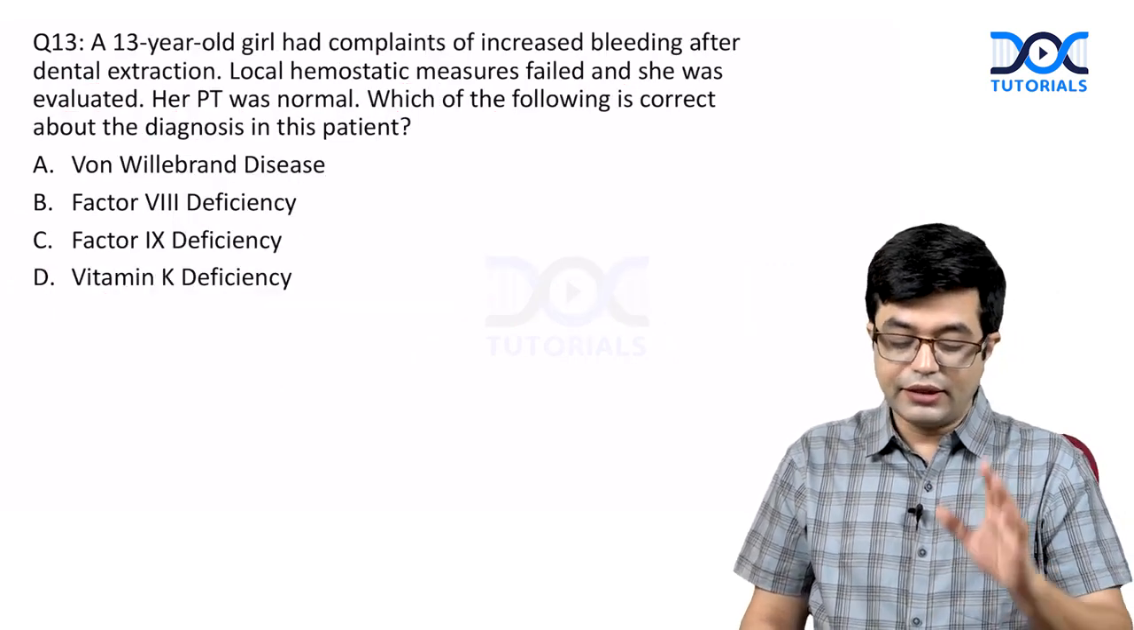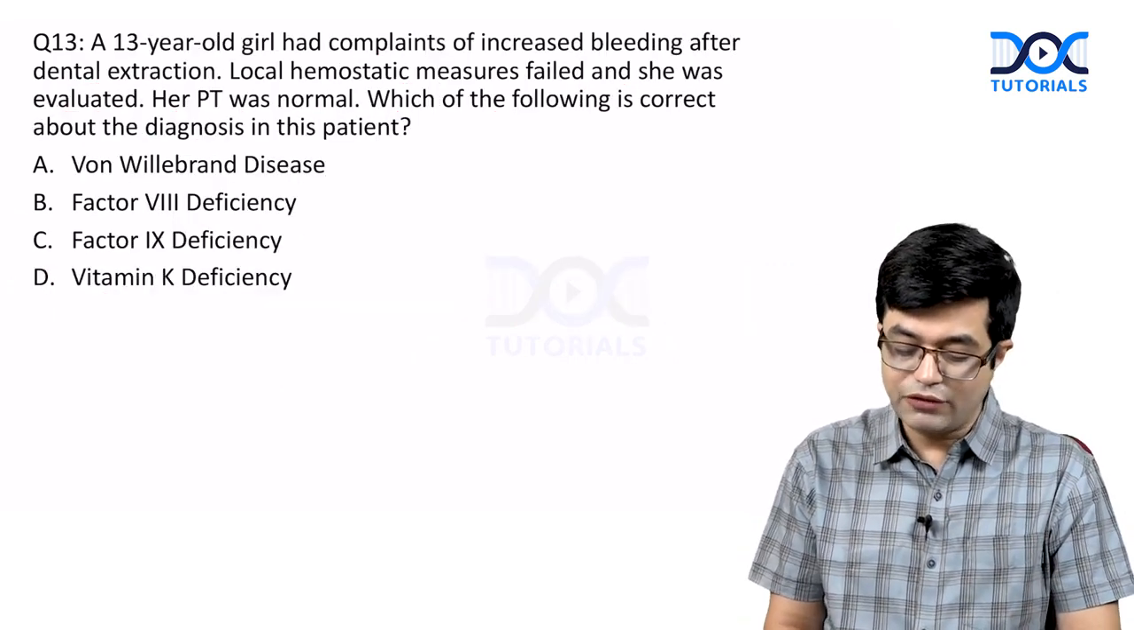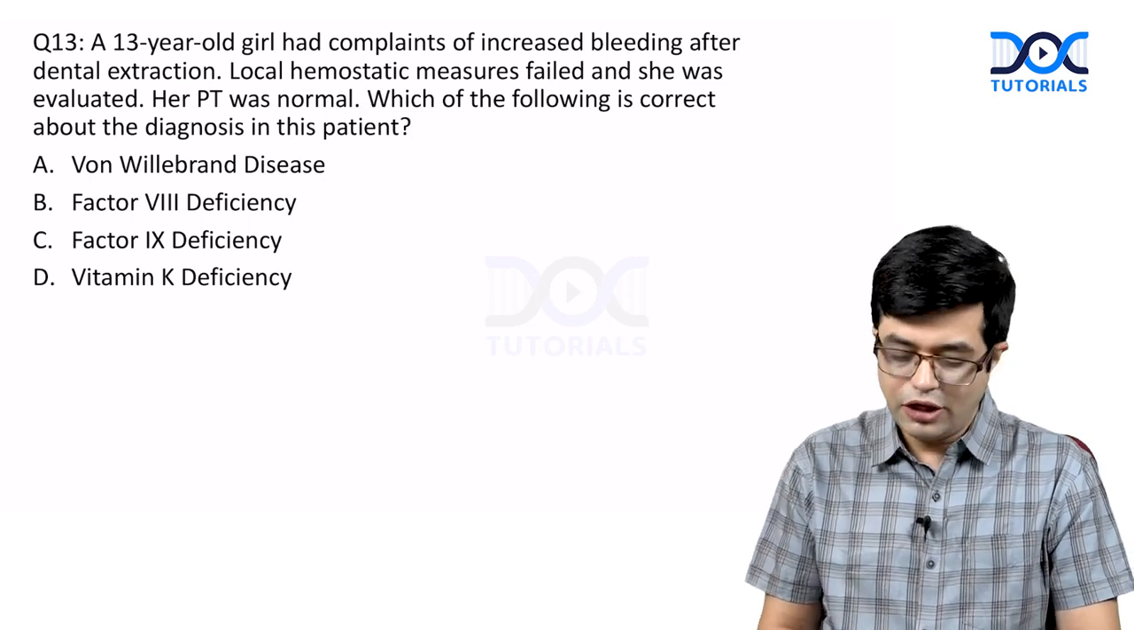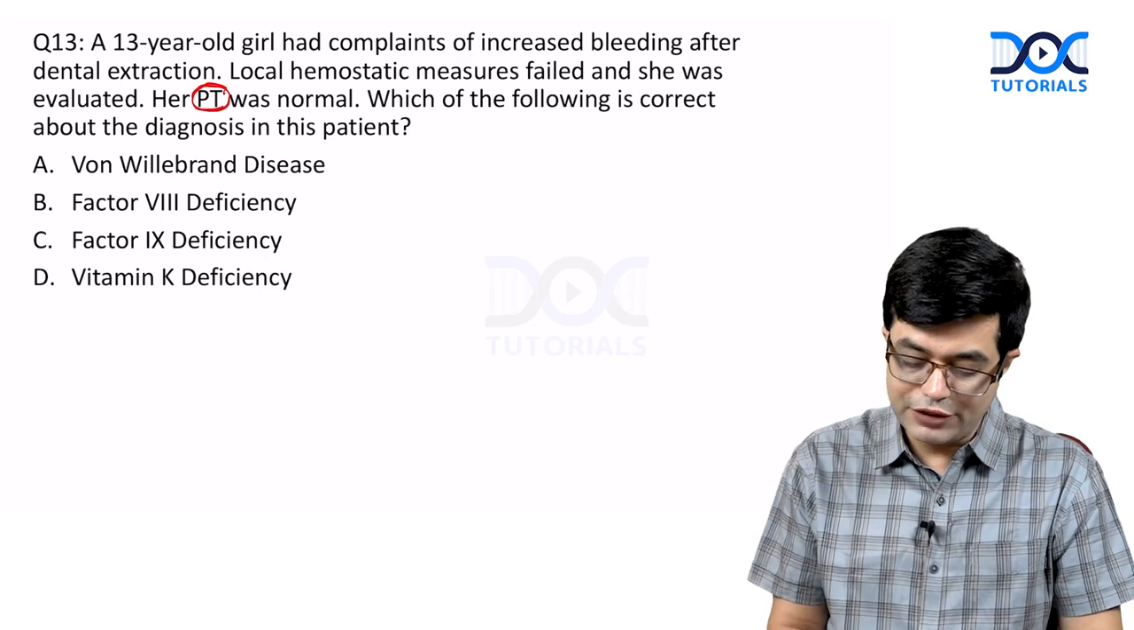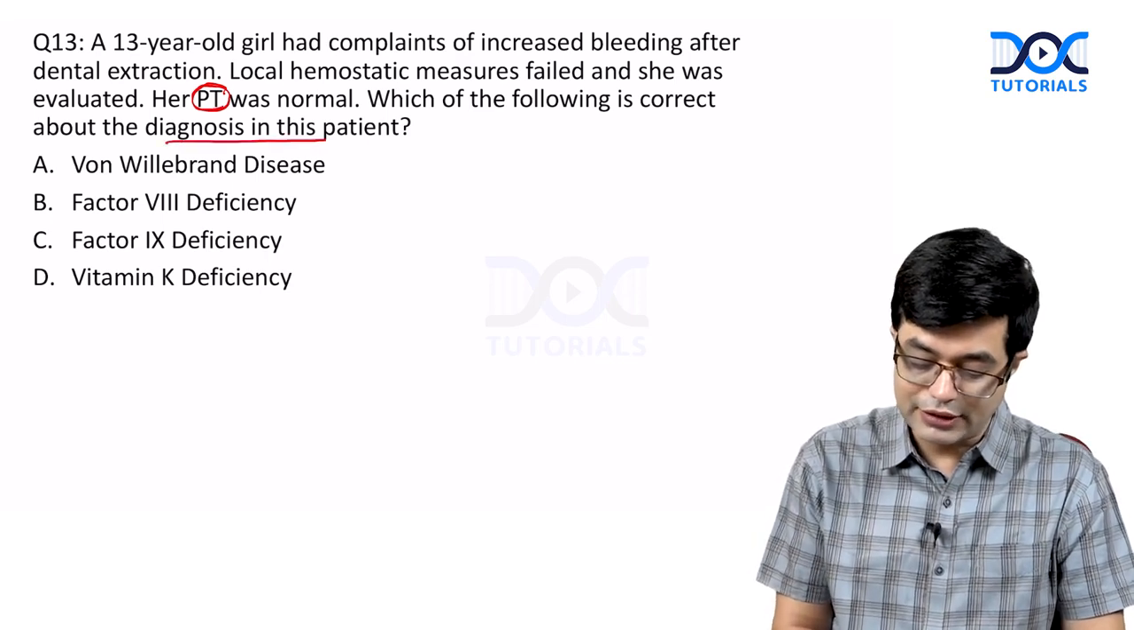Question number 13. A 13-year-old girl presented with complaints of increased bleeding after dental extraction. Local measures failed. She was evaluated. Prothrombin time was normal. Which of the following is correct about the diagnosis in this patient?